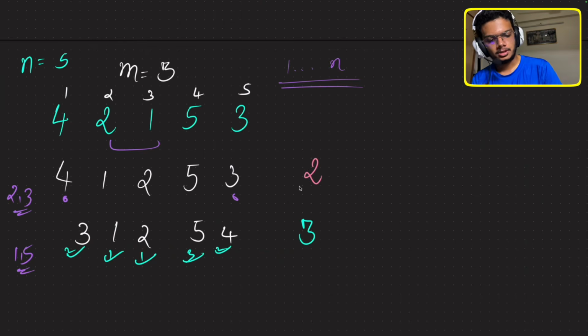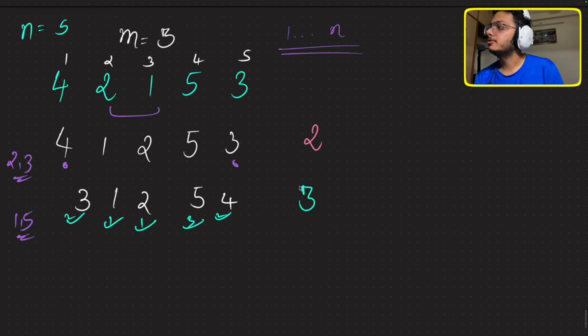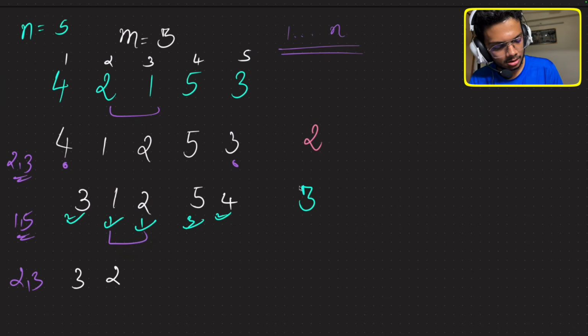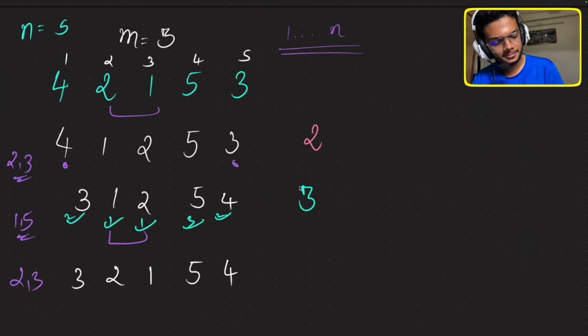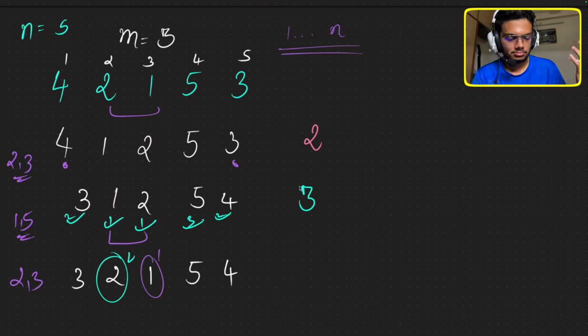Fine. Now there's one more operation remaining, which is again 2, 3. It means swap these two elements. So now the array will look like 3, 2, 1, 5, 4. Now how many rounds are required here? Let's see. First you collect 1, then you won't be able to collect anything more, so 1 round is required here. Then you collect 2, so a second round for this. Then you collect 3, 4.